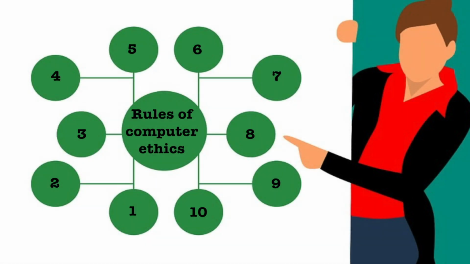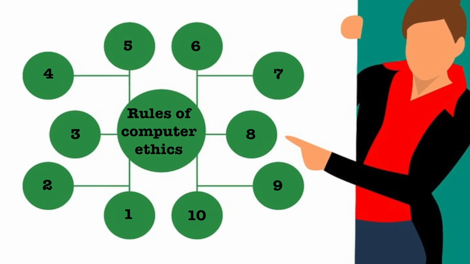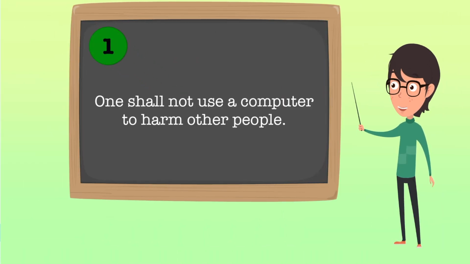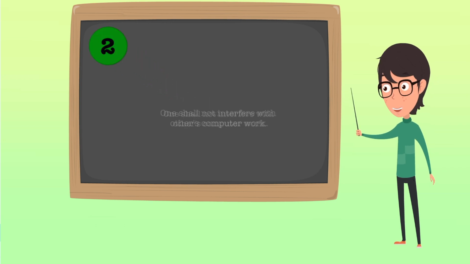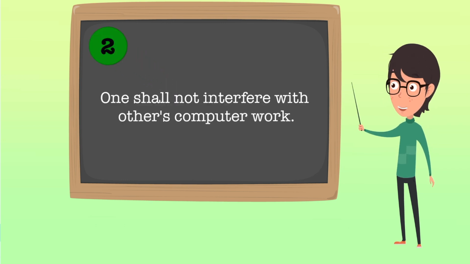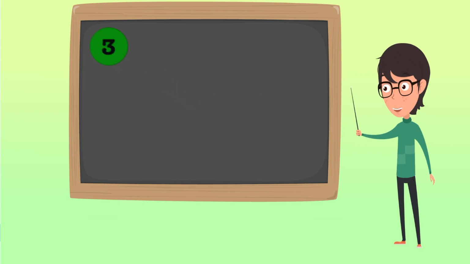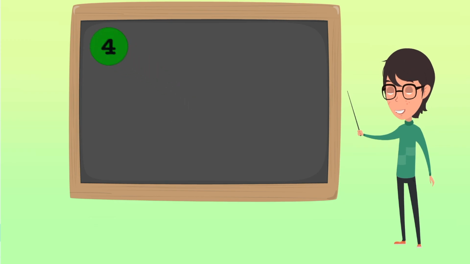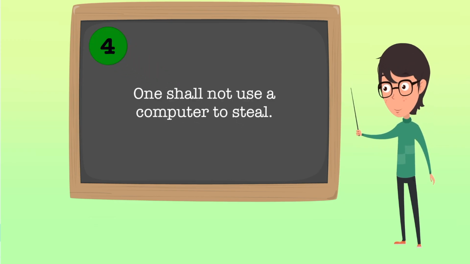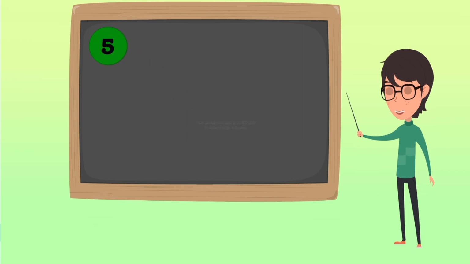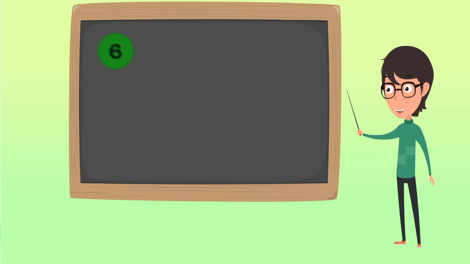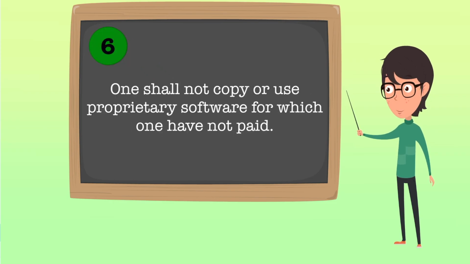One should always remember the 10 rules of computer ethics. Number 1 is, one should not use a computer to harm other people. The second one is, one should not interfere with others' computer work. Number 3 is, one should not snoop around in others' computer files. Number 4 is, one should not use a computer to steal. The fifth one is, one should not use a computer to bear false witness. The sixth one is, one should not copy or use proprietary software for which one has not paid.